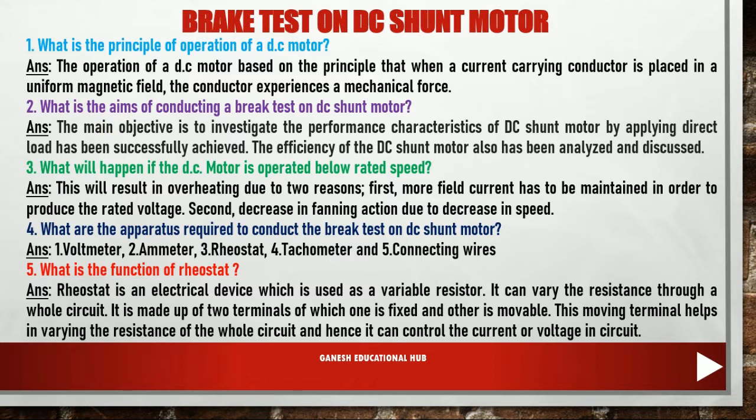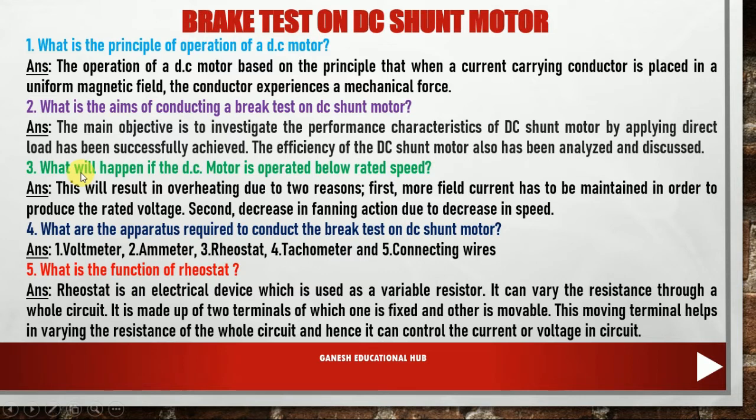Second question: what is the aim of conducting a brake test on DC shunt motor? What is the main aim? The main objective is to investigate the performance characteristics of a DC shunt motor by applying direct load, and the efficiency of the DC shunt motor also is analyzed and discussed. Here we are conducting the brake test on DC shunt motor to find the performance characteristics and the efficiency of the DC shunt motor.